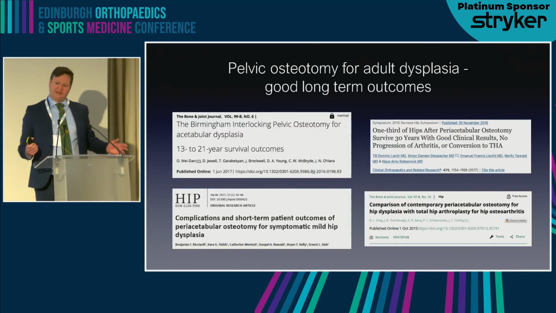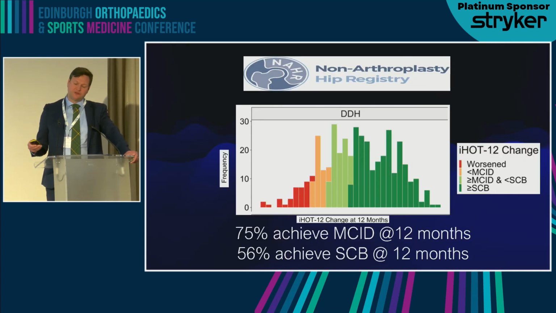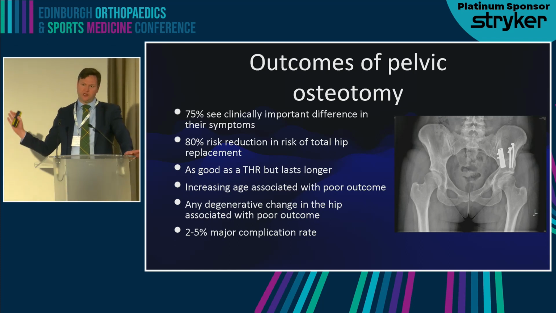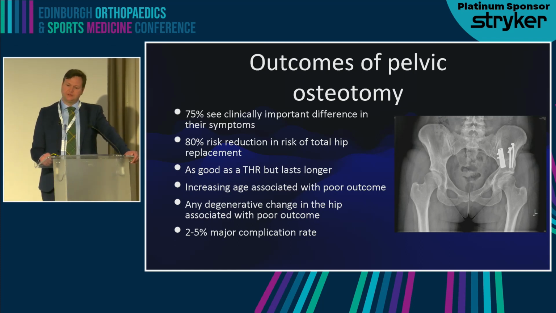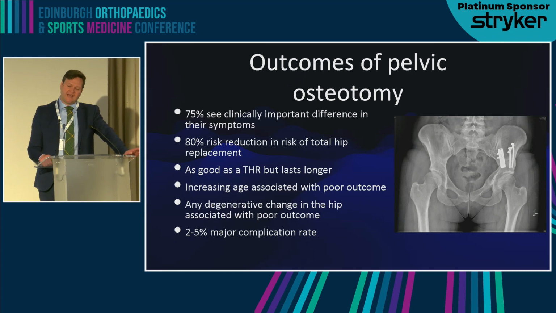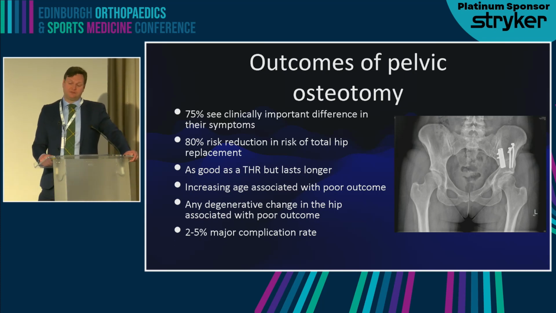Now, what about worse dysplasia? So this is where the centre edge angle is less than 20. Then we've got 20, 30-year studies showing that this operation really works. And we've also got outcome data from our registry, which Paul talked about, which shows these patients get significant improvement in their symptoms. So in summary of a lot of papers, a lot of long-term research, these are the results. 75% will see clinically important improvements in their symptoms. There's an 80% risk reduction. So if you remember, 2 out of 3 would need a hip replacement by 20 years. So we can reduce that risk by 80%. And it does really well. And it's much better for the young patient than having a total hip replacement because it will last longer and actually give them equal outcome.